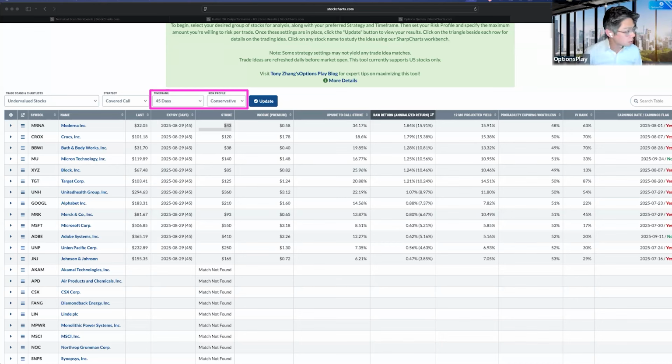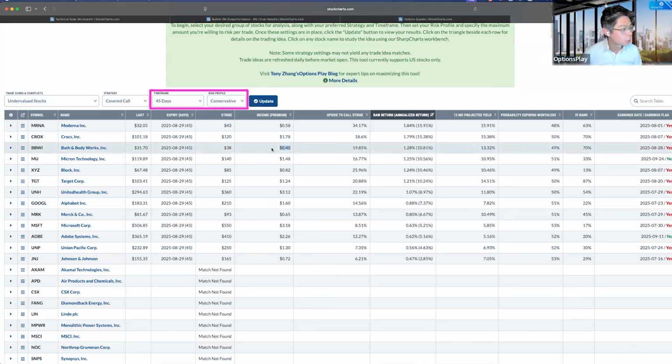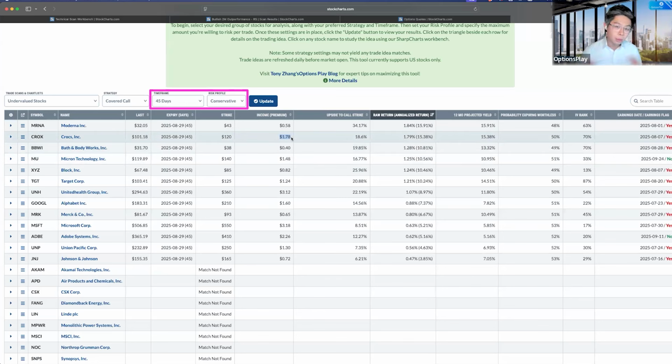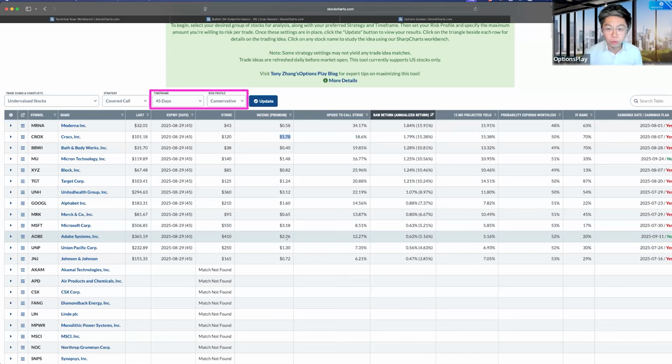subscription. And as you can see, the stock that pays the least amount in terms of dollar amount is Bath and Body Works. And that will earn you $40 in income from selling a covered call. That will cover 1 month, right? Crocs, $178 worth of income. That will cover about 4 months of your OptionsPlay subscription. So as you can see, if you have multiple stocks in this particular list, you can easily generate a few $100s worth of income, which should cover nearly a year's worth of subscription in your first 45 days.